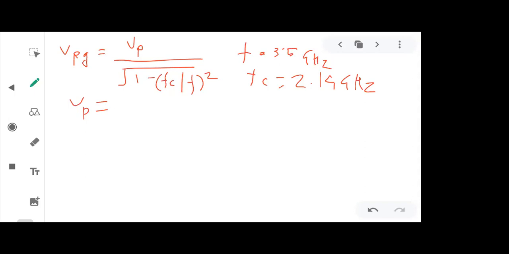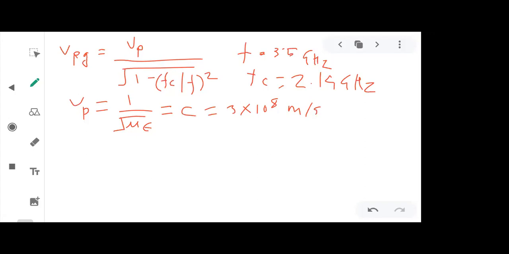So of course the velocity is given by 1 by root of mu epsilon. Since it is air medium, mu r and epsilon r both are going to be 1. So finally you get c, which is nothing but 3 into 10 raised to 8 meters per second, right?